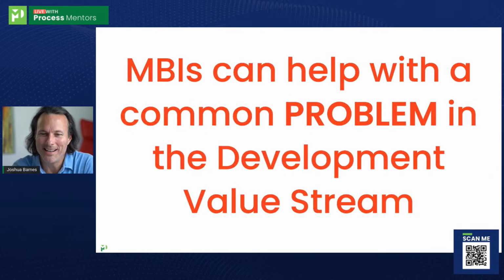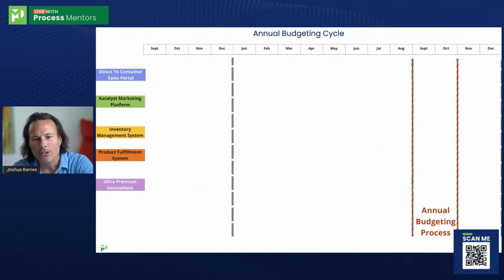So that gets me now to the point where I'm going to focus on the rest of today's discussion, which is MBIs can help with a common problem in the development value stream. So let's take a look at a typical annual budgeting cycle.